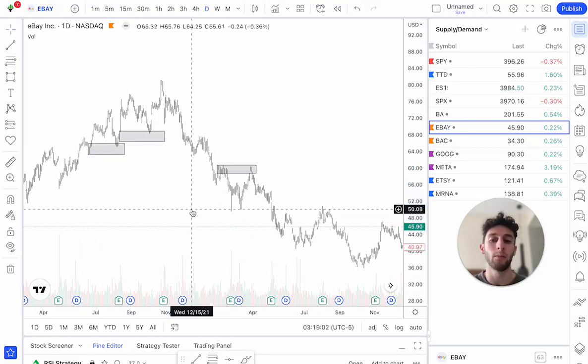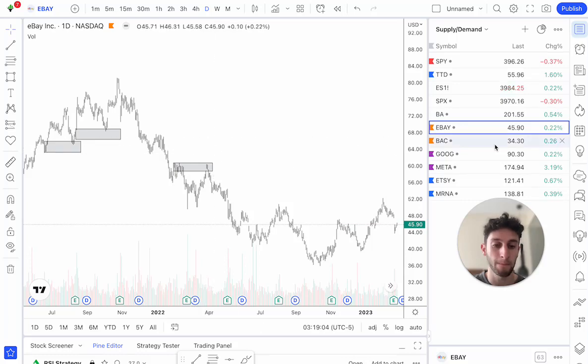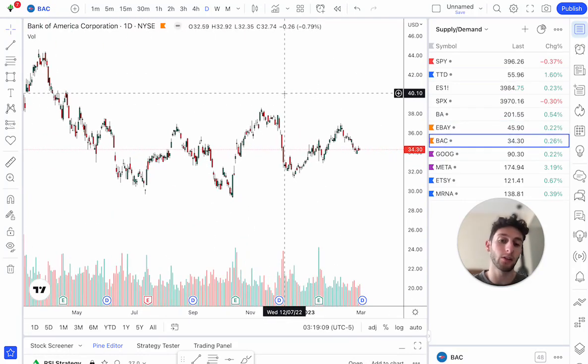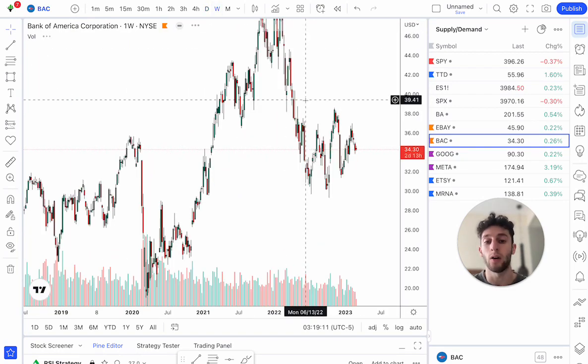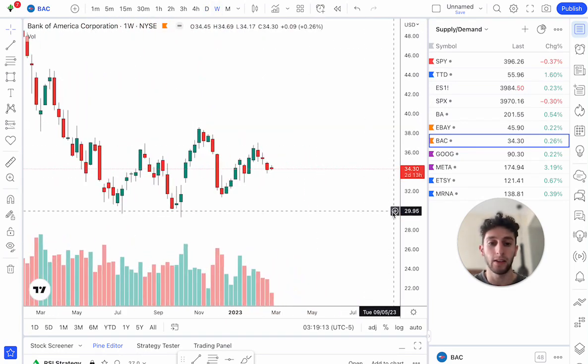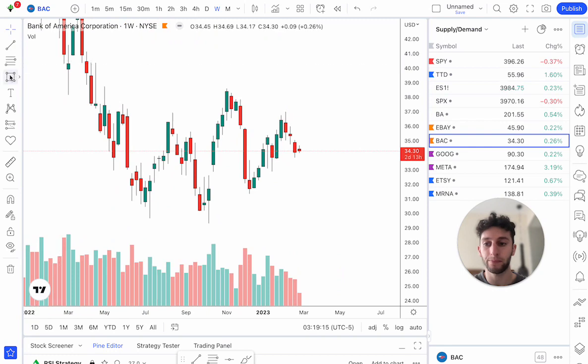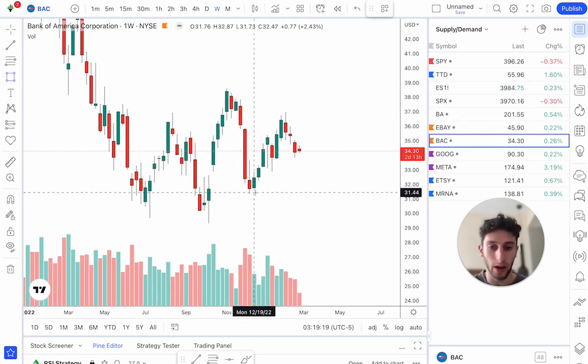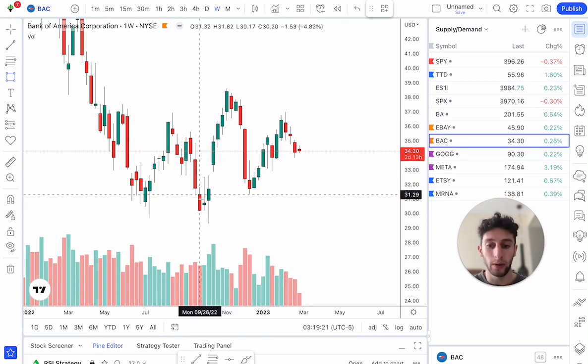But let's go ahead and move on to the second one, okay? Actually, let me show you one more example before I do that quickly on BAC. Again, because I do want to say that supply and demand does work on all time frames. So I was looking at the daily. We can even move on to a weekly. If you look at BAC, right, we see a move up here and a move down and then a move back up. So you can see we have this move down.